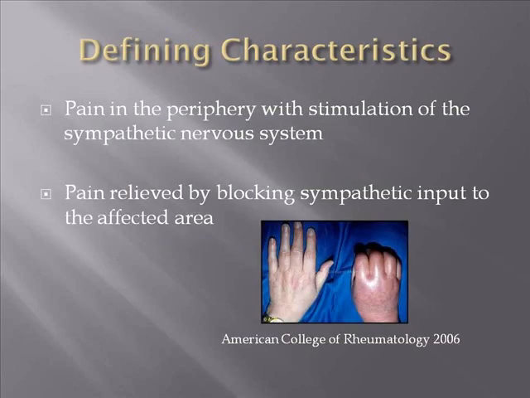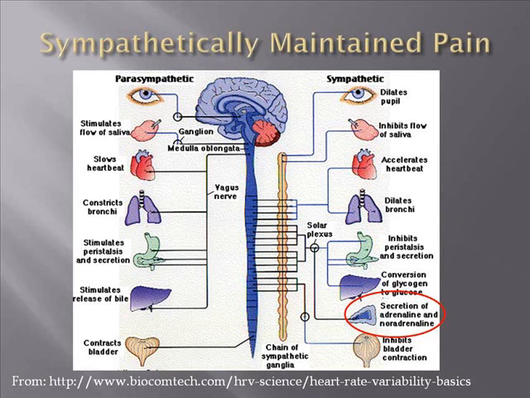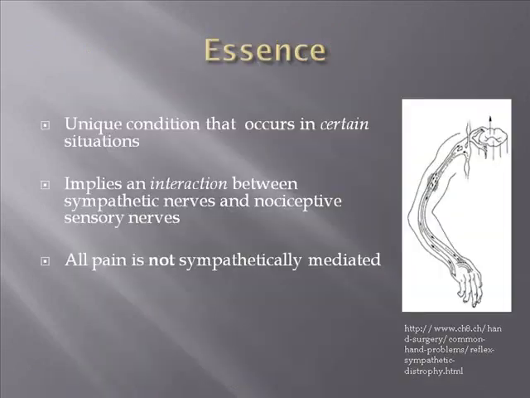So, SMP can be thought of as pain in the periphery that occurs when there is stimulation by the sympathetic nervous system. This slide gives you an idea of all the different actions of the sympathetic nervous system in contrast with the actions of the parasympathetic nervous system that is also included on this slide. I would like you to focus on the sympathetic nervous system, and near the bottom you will see the mention of the secretion of adrenaline and noradrenaline, which happens with sympathetic stimulation, and that will be important as we discuss the mechanisms of sympathetically maintained pain.